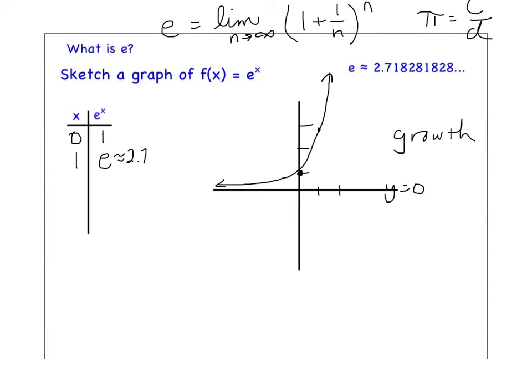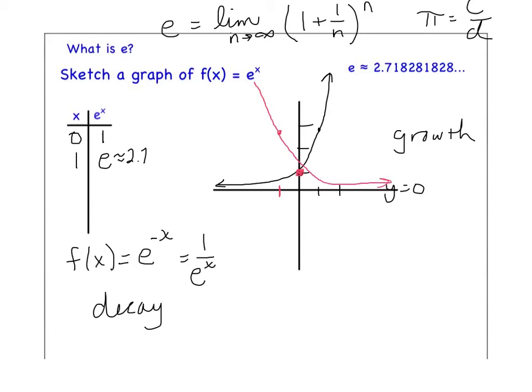If I were to graph f of x equals e to the negative x, remember that a negative exponent just means 1 over e to the x, this would be a decay function. So if I change points, it will still go through here, because if x is 0, e to the 0 is going to be 1. But this time, negative 1 is going to get me my 2.7, which is about here. And so instead of it being a growth function, this is going to be a decay.